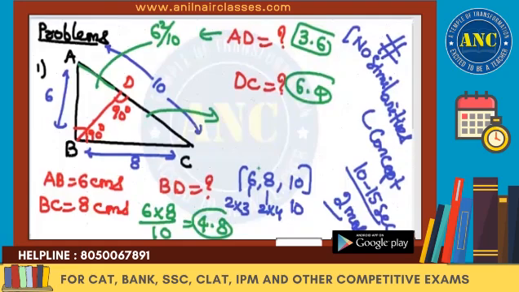First problem, I hope it is clear. BD is AB by C. AD we have already proved it as A square by C. CD we already proved it as B square by C. 6 square by 10 is 3.6. 8 square by 10 is 6.4.